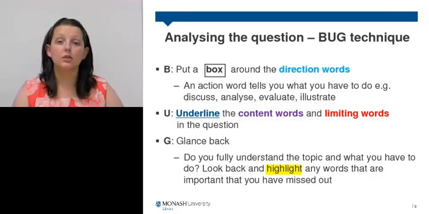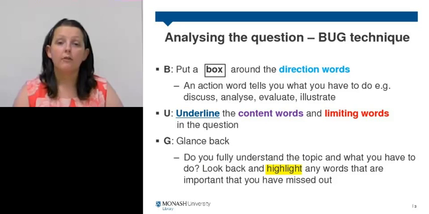The technique I'm going to explain to you today is known as the bug technique. In this technique, you put a box around the direction word. That is the word that tells you what you have to do. For example, discuss, analyze, illustrate, evaluate, and so forth. Then you underline the content words and the limiting words. These are the words that tell you what you should be talking about and what you should not be talking about.